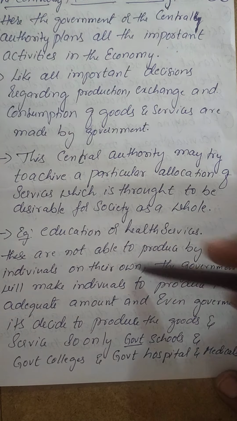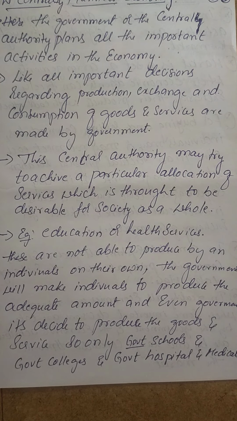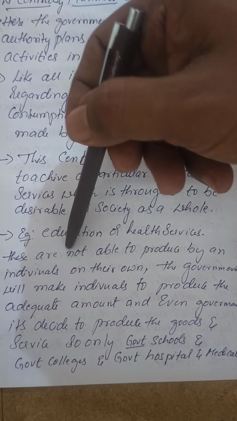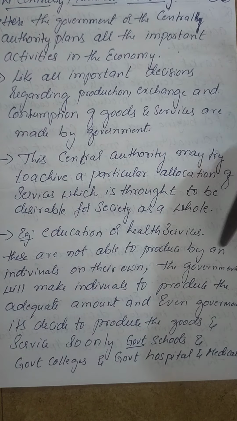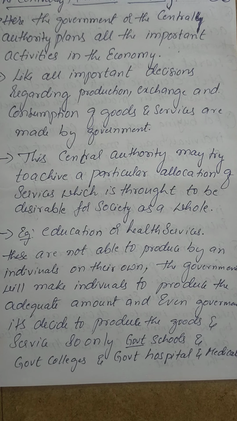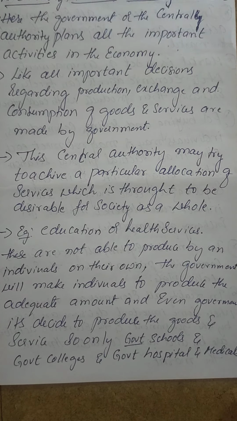Okay, they have given an example also. Let us see the example. Education and health. So these are able to be produced by individuals on their own, isn't it? It is not so easy. They are not able to be produced by a single producer like a private hospital. How much expense will be there to invest? How much will the land value be to invest, isn't it? So it is very difficult.